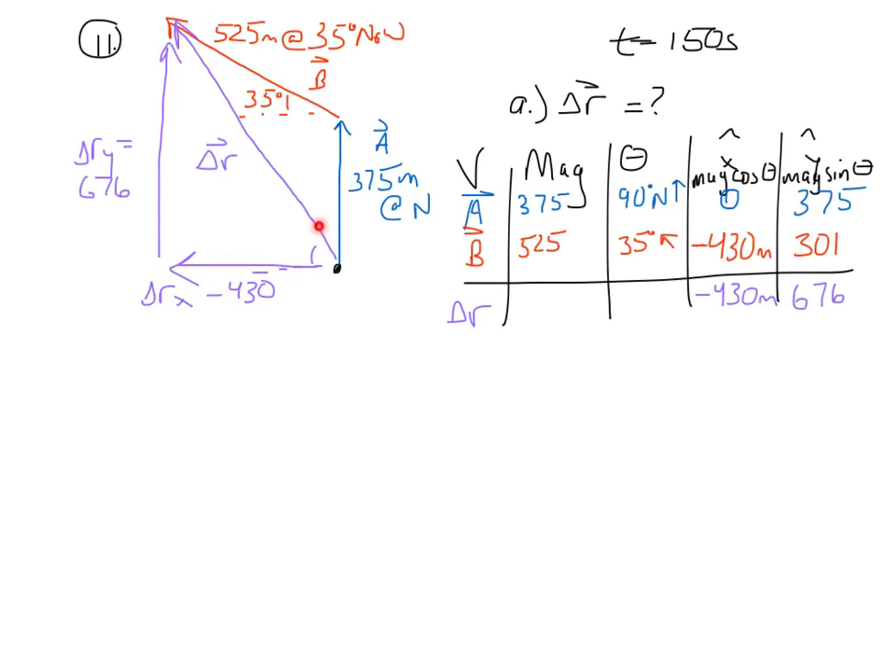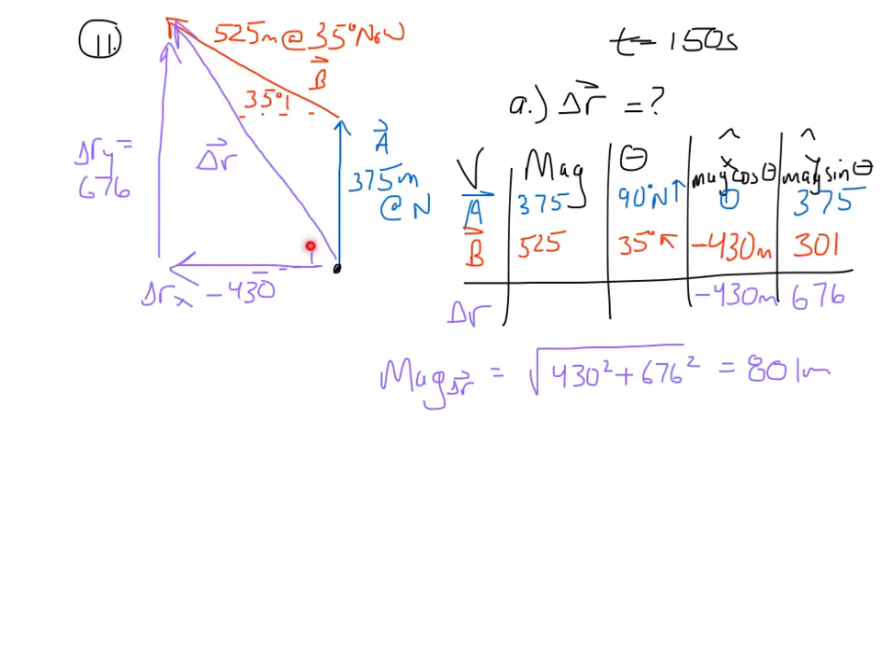All right, what's the magnitude? What's the full magnitude of vector r? If you have the x and y components, the magnitude of vector delta r is going to be the square root of 430 squared plus 676 squared. All right, that's the Pythagorean theorem. Taking the square root of that equals 801 meters. That's going to be this whole length of this vector right here. That's 800 meters.